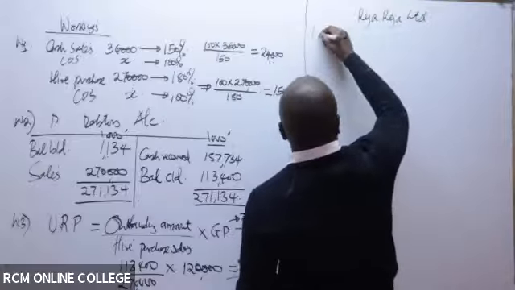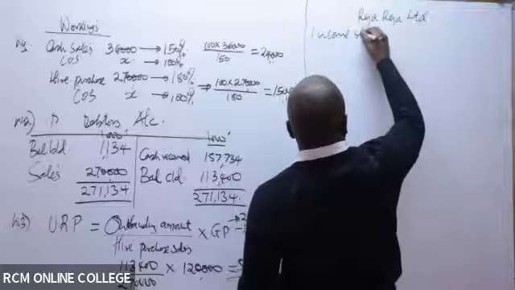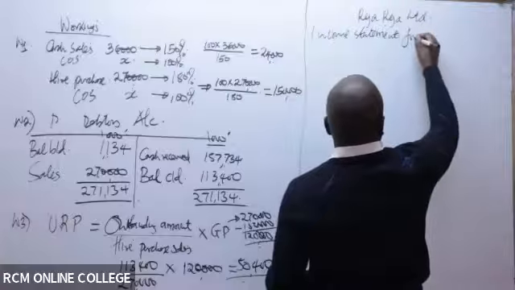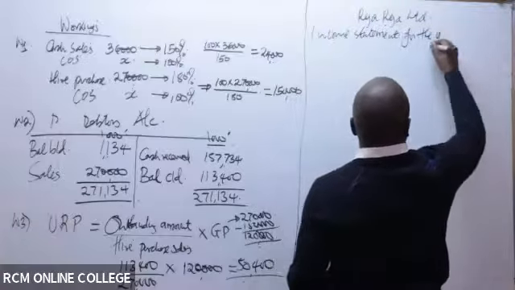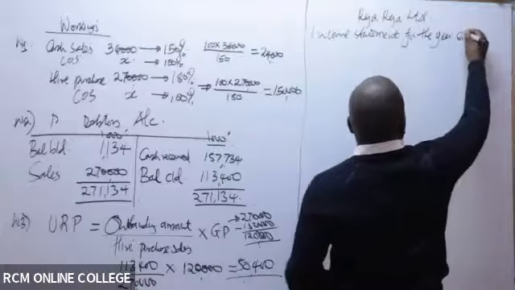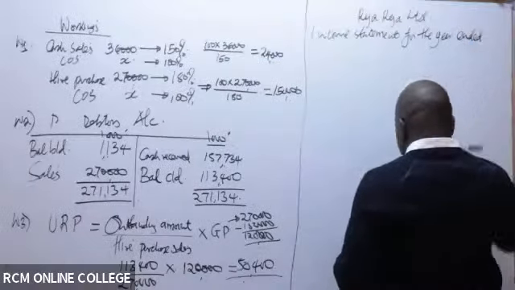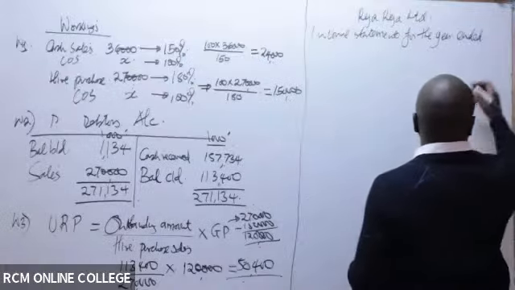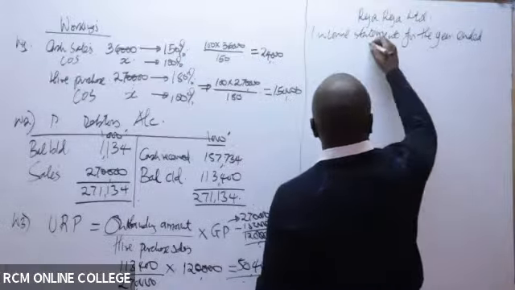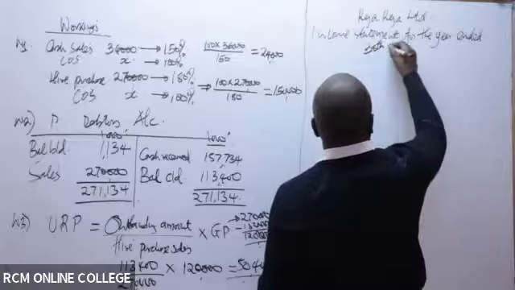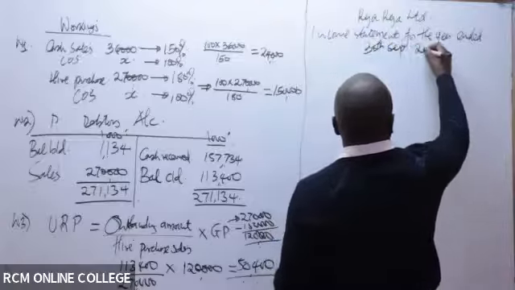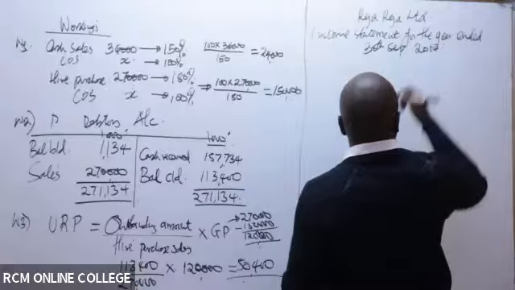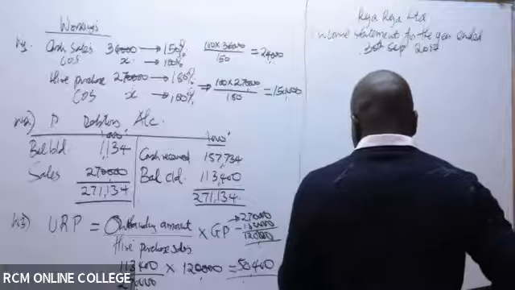Thronsthout Limited income statement for the year ended 30th of September 2017.